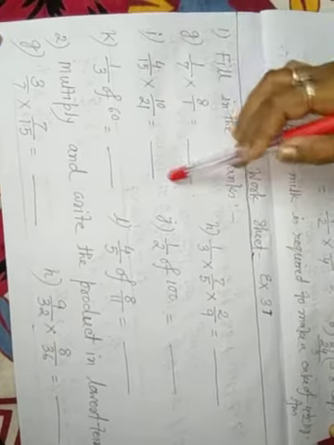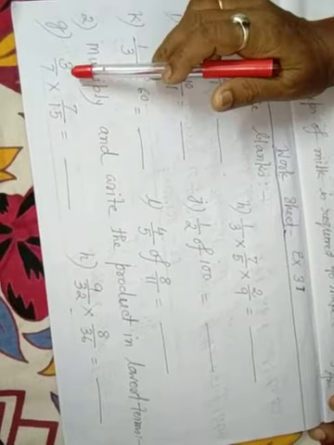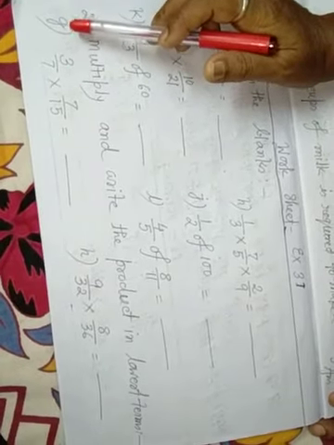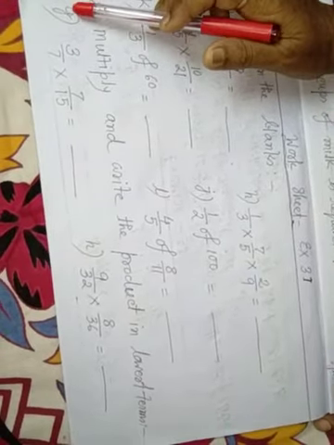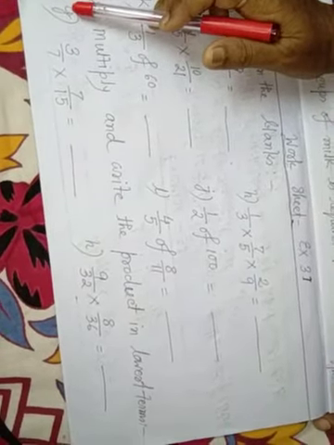Okay. Multiply two numbers and write the product in lowest terms. Some maths I do in the class and some maths I give you as homework. A, B, C, D, E, F, I do from A to F. G to L I give you as homework.